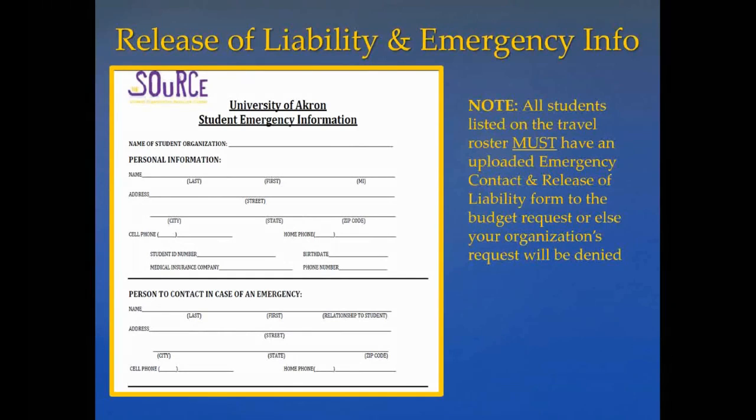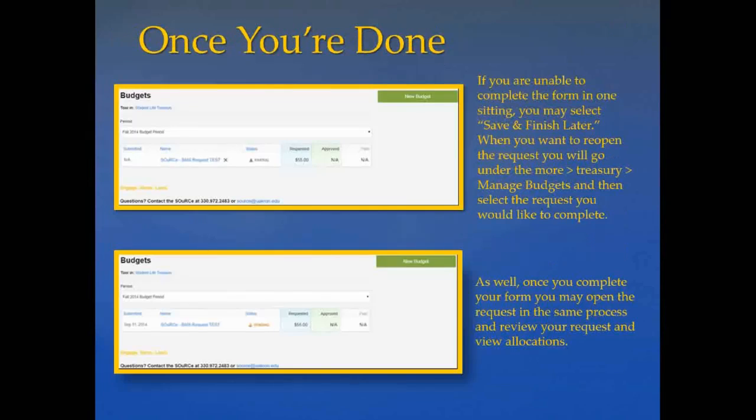Once this is all complete and you feel that you have attached all needed documentation, given proper justification, and provided all required information, you may submit your request. If you need to, you may also save the request and complete it at a later date. If you begin a form and need to finish it at a later date, you may select Save and Finish Later. In order to retrieve the submission at a later date, you will need to go under your organization's page, select the More tab, then Treasury, and Manage Budgets. From there, you will be able to reopen any budget requests that have been saved.